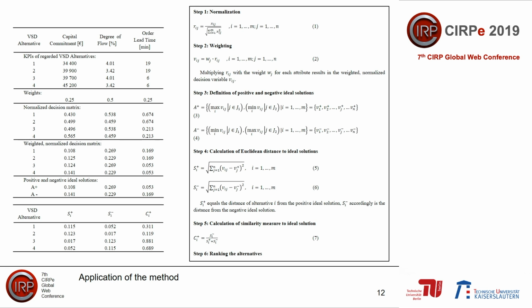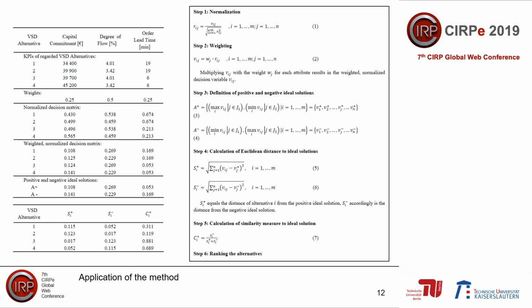To find our best value stream design alternative, we've chosen the following KPIs for this example. It is firstly the capital commitment cost, the degree of flow, and we also considered the order lead time for customer individual products, because this was quite important for this production project. Based on a discrete event simulation, in this case a plant simulation, we were able to determine the degree of flow and the order lead time of individual orders that we want to take into account.